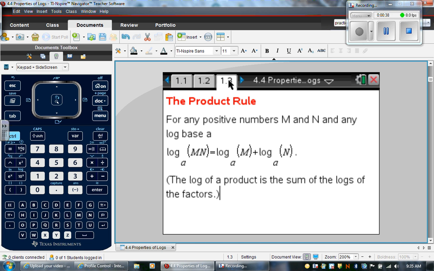All right, so the first thing we're going to talk about is the product rule. The product rule states that for any positive numbers m and n and any log of base a, log base a of m times n is equal to log base a of m plus log base a of n. So essentially all we're doing is we're taking the product and we're splitting it into two different logs using addition. Okay, so the log of a product is the sum of the logs of the factors, is a fancy way to say it.